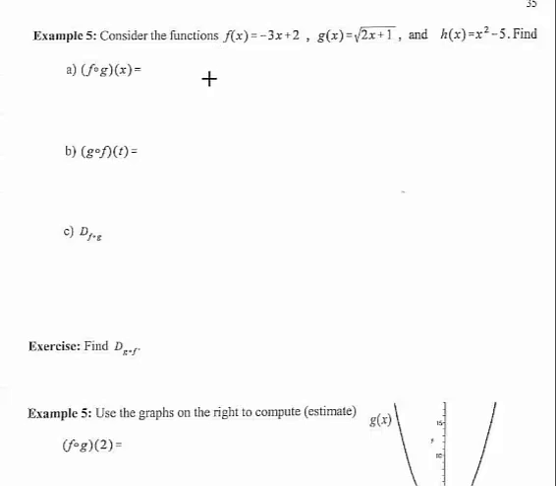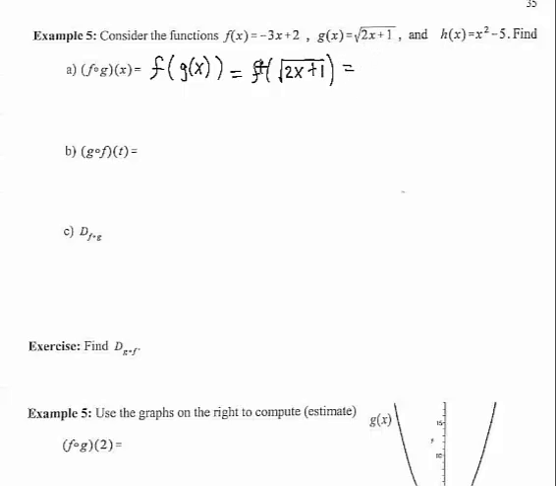Okay, example 5. We have some new functions, f, g, and h, and we simply want to find the expressions for f of g and g of f. So f is on the outside, it's the farthest away from the x. So I'll write f notation first, and now I will input inside of f g of x. Well, what is g of x? Well, we can just read it from the top as the square root of 2x plus 1.